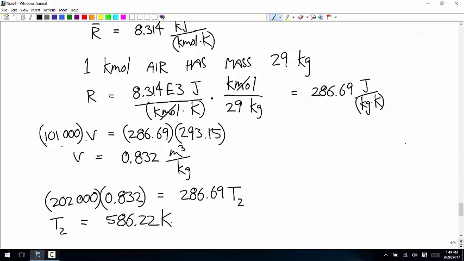Any questions about that? R bar is a constant, and that's the one that's the same for all gases. R is a constant for each individual gas that you have to get from that universal gas constant by dividing by the mass per mole.